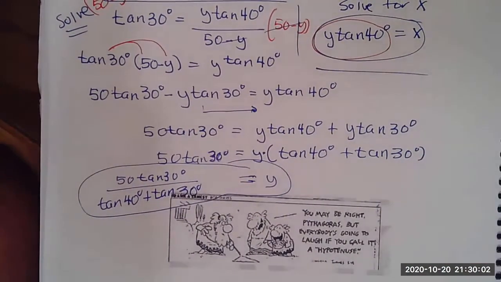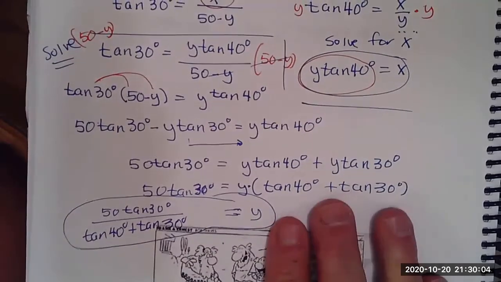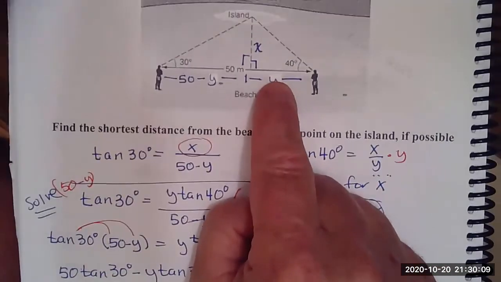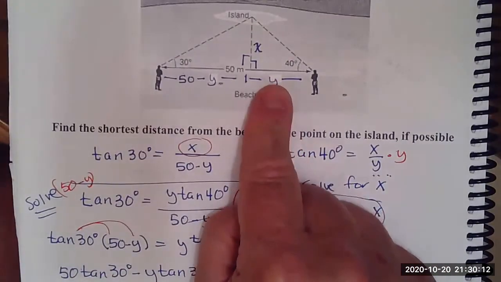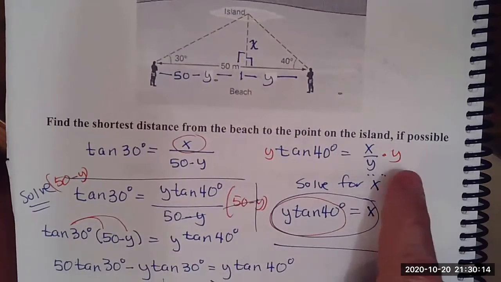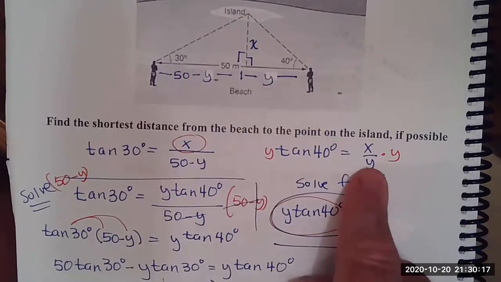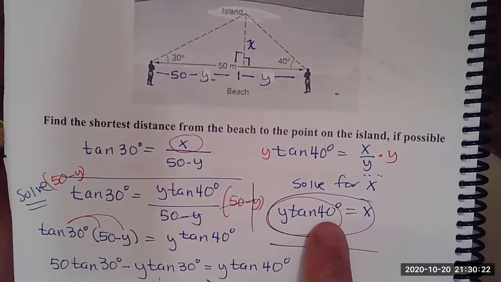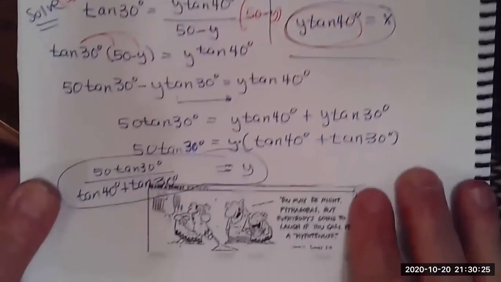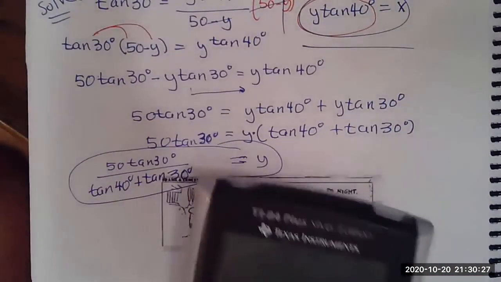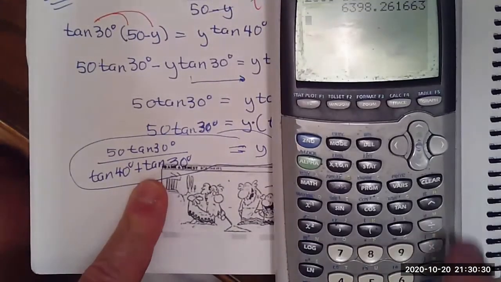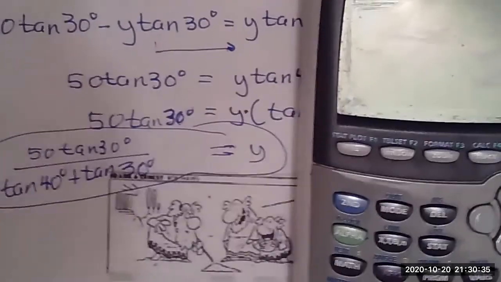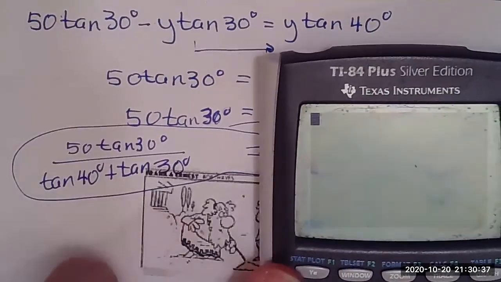So what's that going to do for me? Well, it's going to solve for y, which gives me this distance right here. Well, I wanted x, but that's okay. If I got the y, I can solve for x by just multiplying by tan 40 degrees. So I'm going to find this piece with my calculator. Zoom in so you can see what I'm going to type in.